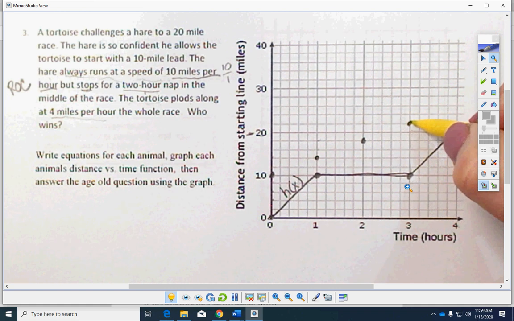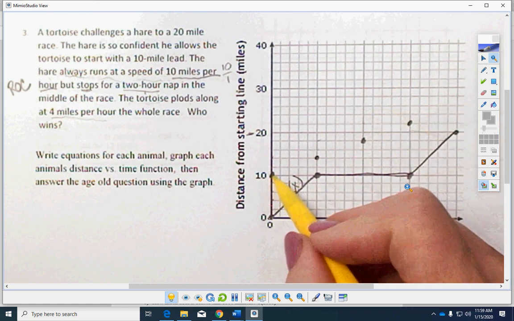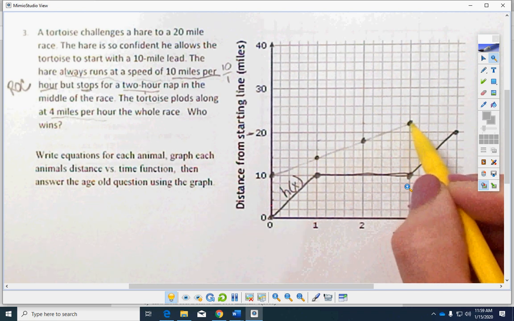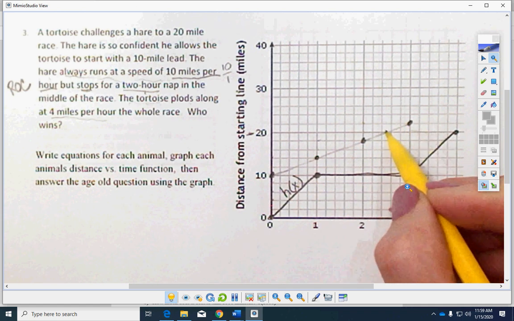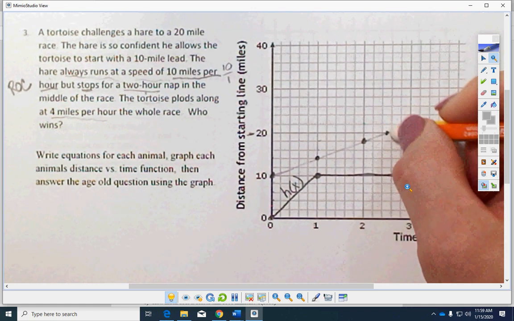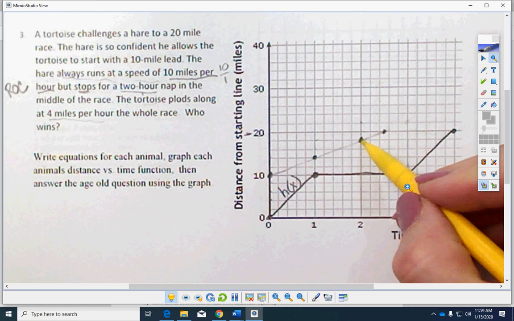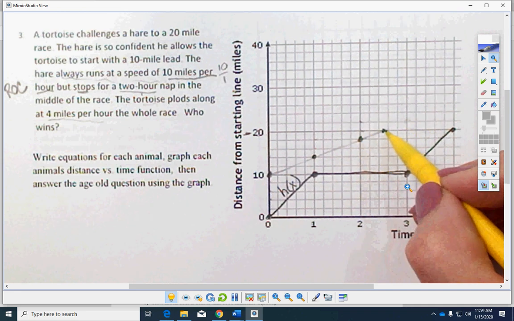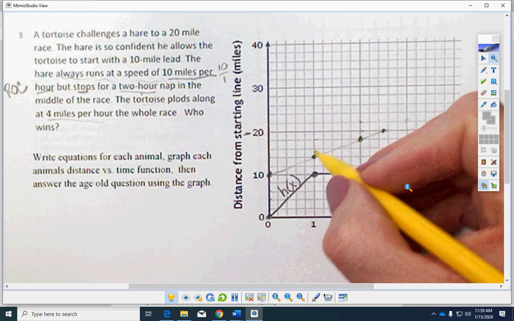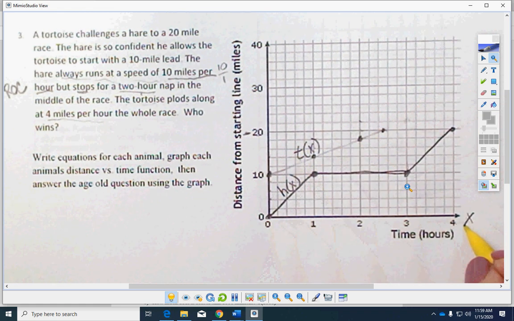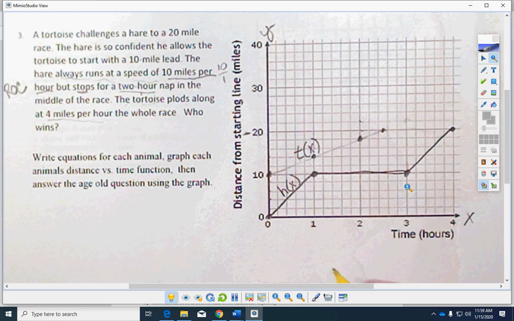Now I know I just crossed the finish line, but I needed to do this so that I could see where this line is going. So this point really isn't part of the function because he stops when he gets to the finish line. So I'm going to erase this. If he can go 4 miles in 1 hour, obviously he can go 2 miles in half an hour. That makes sense, right? So this is the tortoise. I'll call it T for tortoise, T of x, right? This is my x-axis. This is my y-axis, but I graphed the hare and I graphed the tortoise.